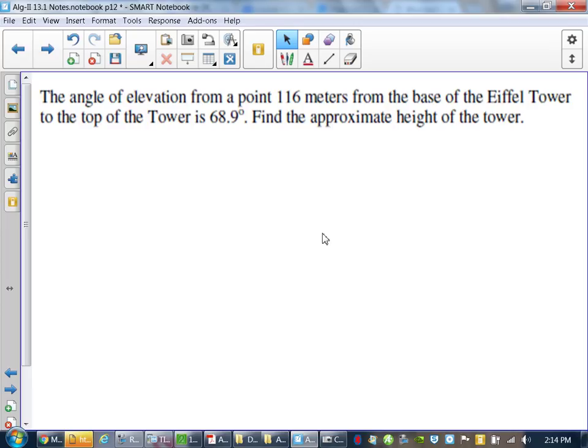Alright, so here's what happens. You have a distance walked out from the base of the Eiffel Tower. Let's see if I can draw it.